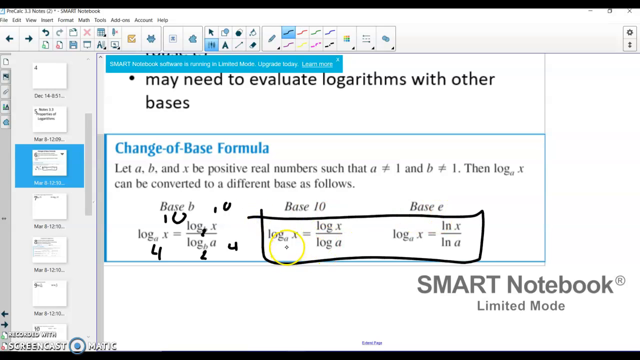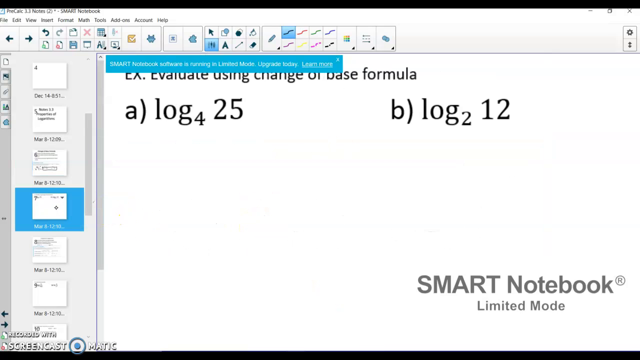Okay, so the same thing applies though. If the original function was log base 4 of 16, then I would have log base 10 of 16 divided by log base 10 of 4, which I can plug into my calculator and I can solve. So let's see that example. I am actually going to change this to 16 so it follows what I just did.